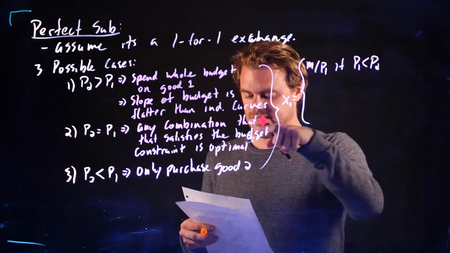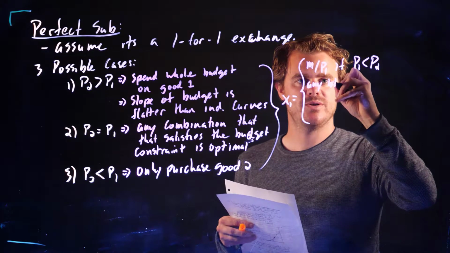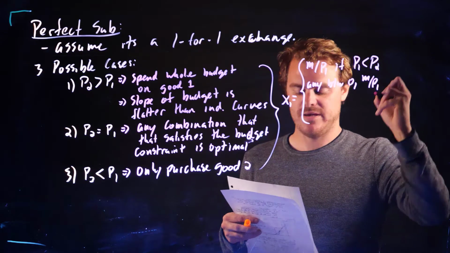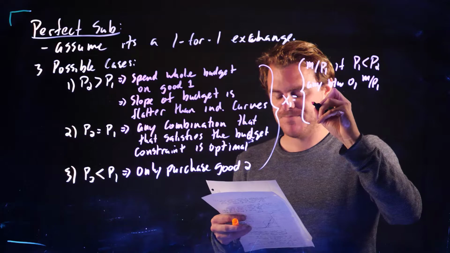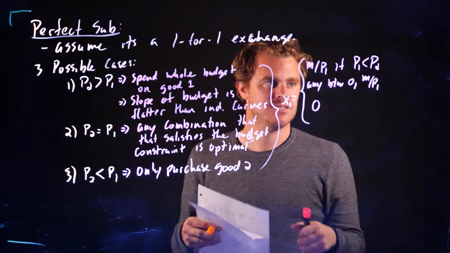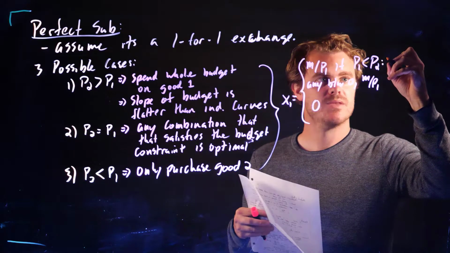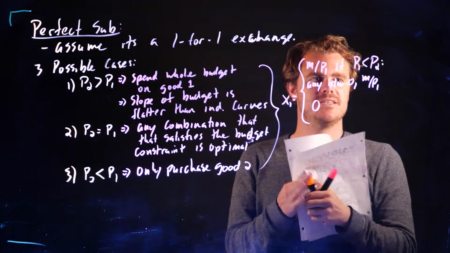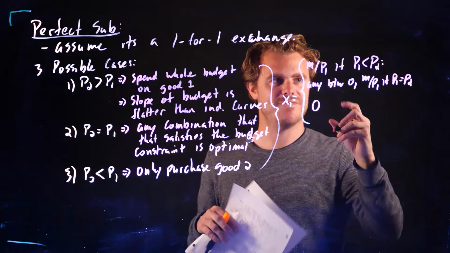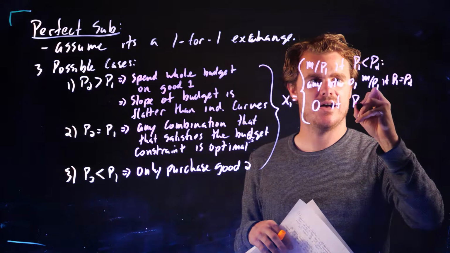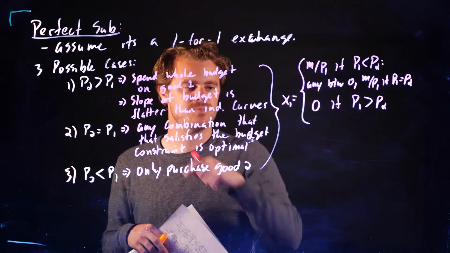This middle case here could be any combination between 0 and M over P1. And finally, 0 in the last case. Hopefully this is fitting on the screen, I guess I'll have to check afterwards. So this is if P1 equals P2, the second one, and this last one is if P1 is greater than P2. So this is what our demand function looks like for these perfect substitutes.